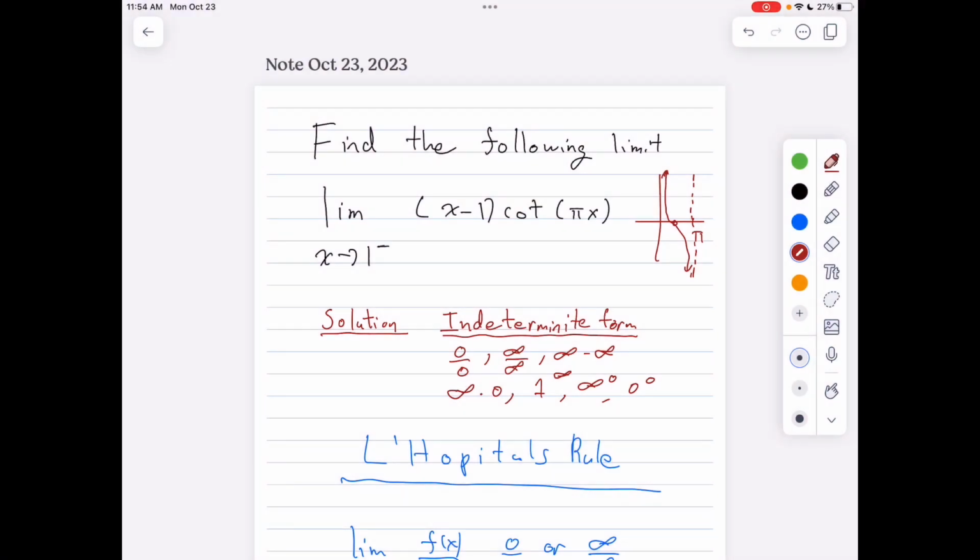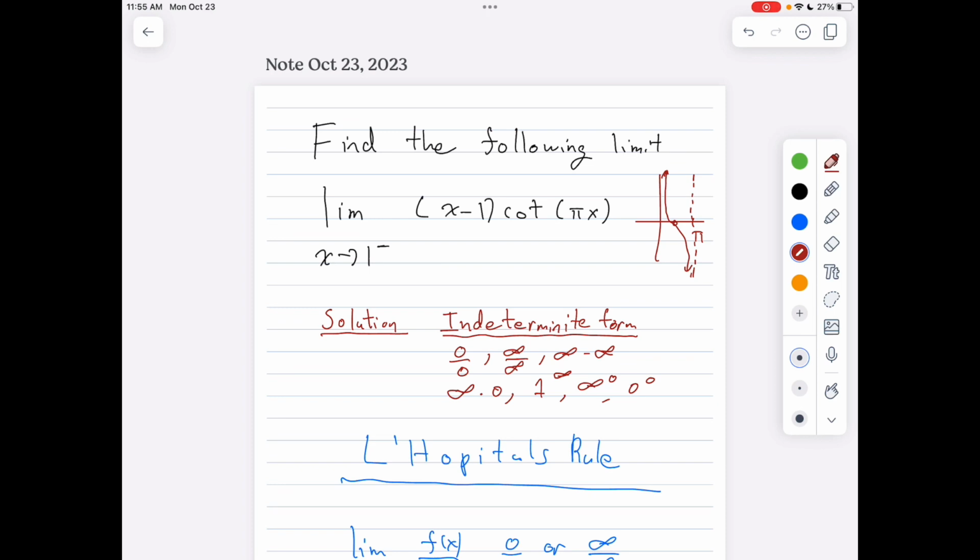All right, hello everyone. So today we're finding the following limit with the aid of L'Hopital's rule. We have the limit as x approaches 1 from the left of the quantity x minus 1 times the cotangent of pi x. All right, so first thing we want to do is see the behavior of our function as x approaches 1 from the left.